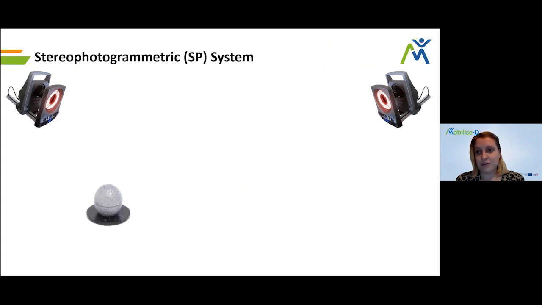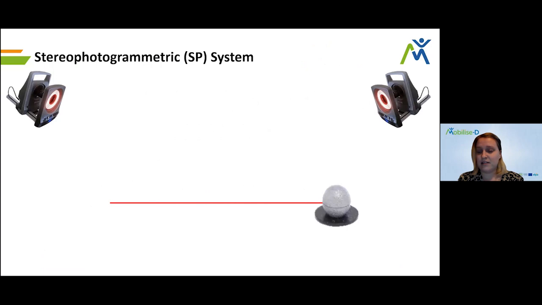For those of you who are not familiar with that, a stereophotogrammetric or SP system comprises a set of light-sensitive cameras that emit an infrared light and are able to track reflective markers throughout a 3D space. So conceptually, we normally attach these to a person and then we're able to track the 3D displacement of these markers throughout time or throughout a task itself.